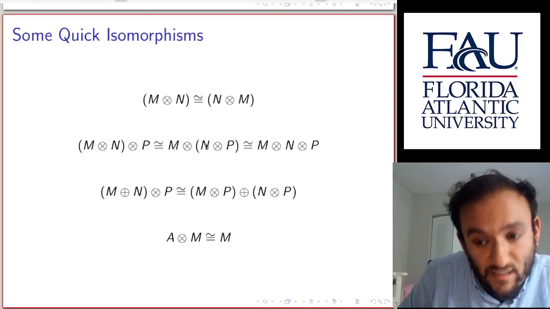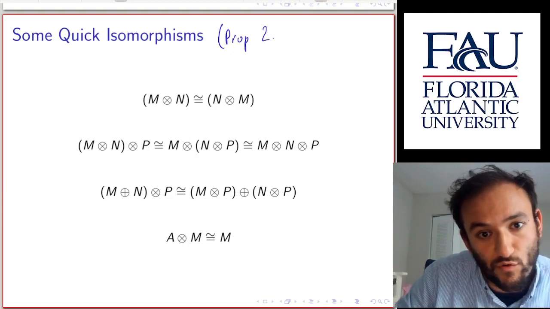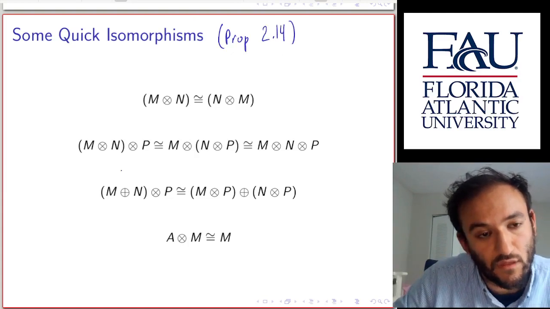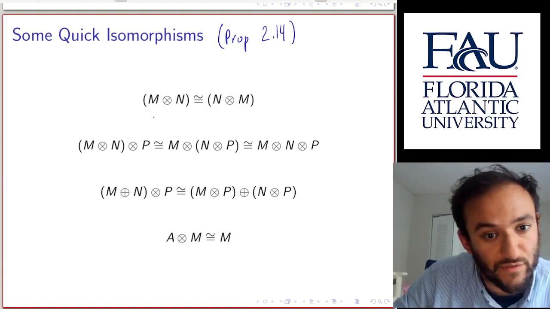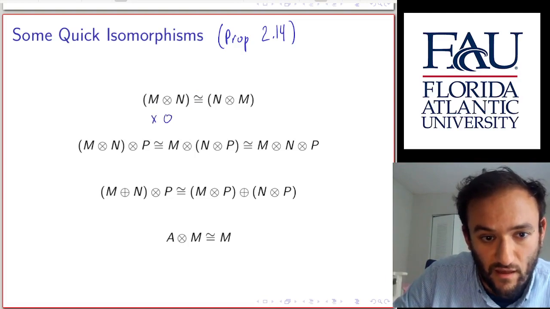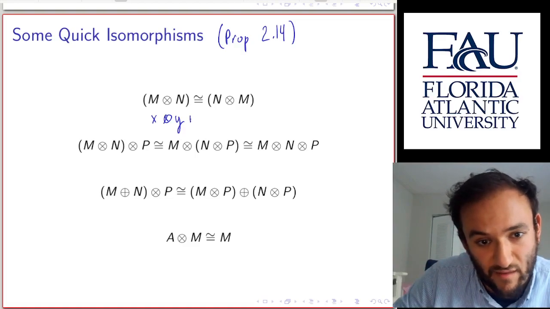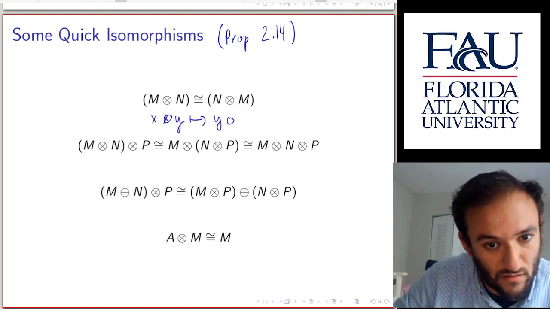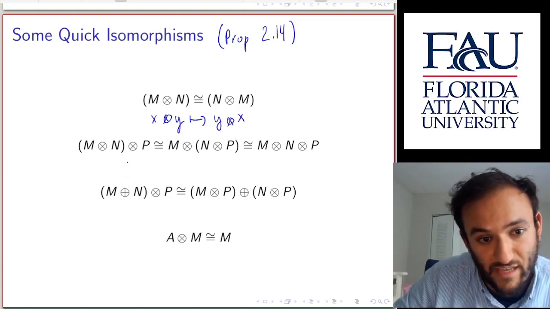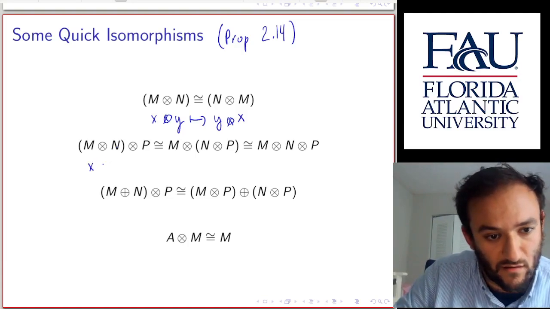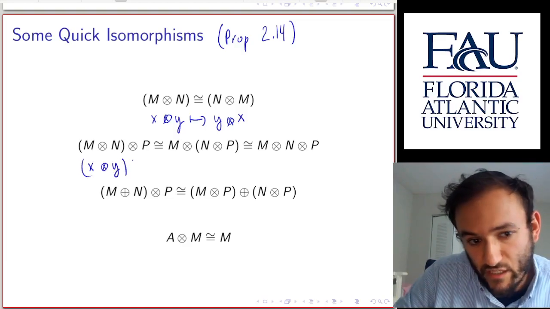Now we'll cover some quick isomorphisms from the text. These are listed in Proposition 2.14. And the isomorphisms are as follows. If you have M tensor N, for instance, an element there would be x tensor y. That's isomorphic to N tensor M under the map just reversing the order. If you have three A modules, M, N and P, then you get this three-way isomorphism, which is kind of like an associative property.